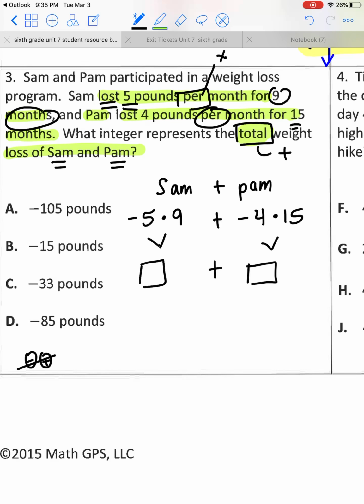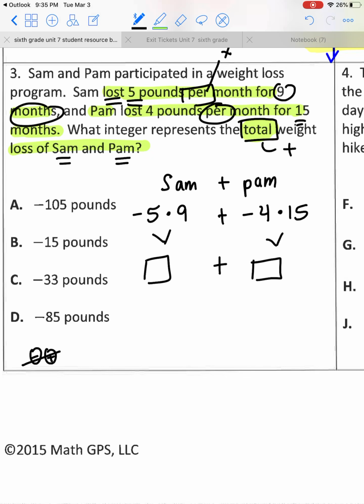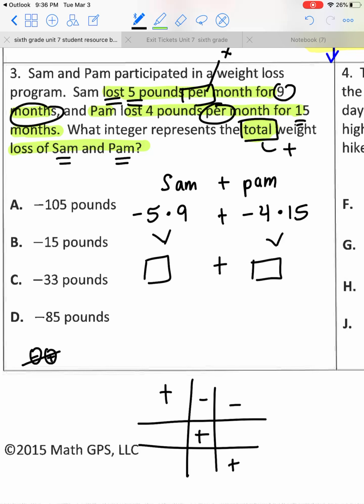Okay, I want you to keep in mind something though. A negative times a positive. What is a negative times a positive? Make sure you use your tic-tac-toe. Put your positive, positive, positive, negative, negative, negative. A negative times a positive is a negative.